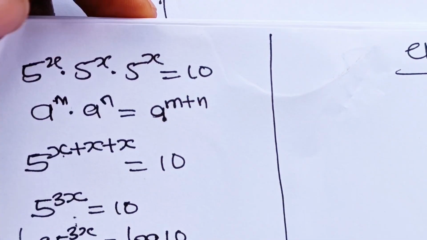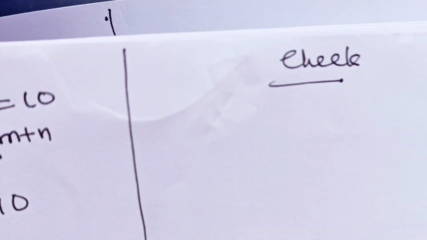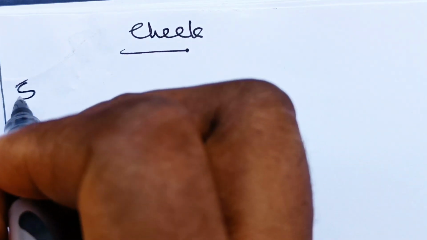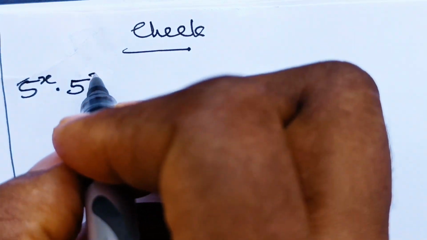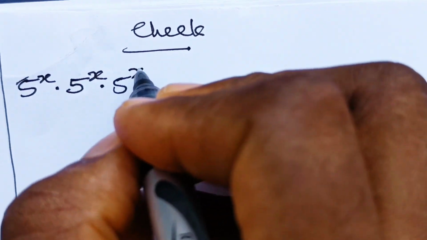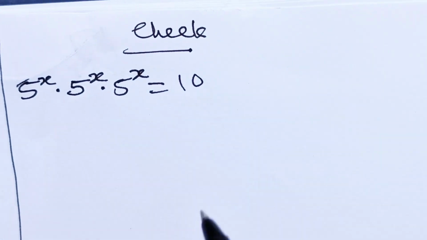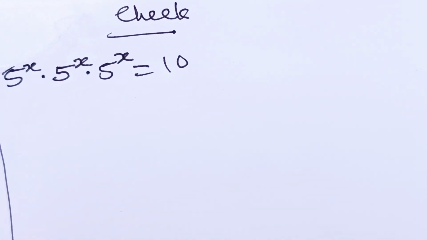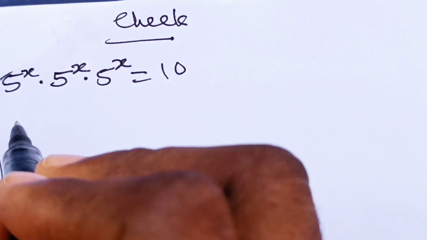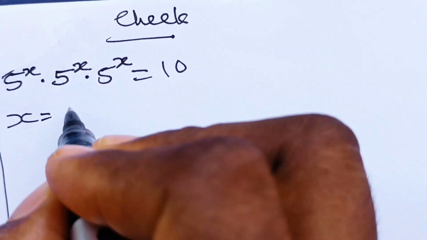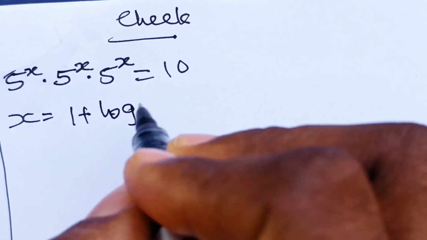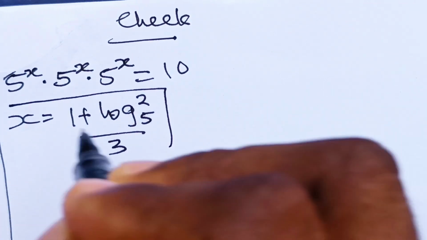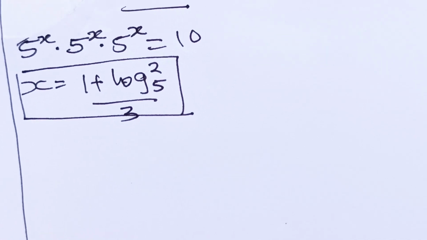Now this is the question: 5 to the power of x multiplied by 5 to the power of x multiplied by 5 to the power of x is equal to 10. Now recall that our x is equal to 1 plus log 2 base 5, everything divided by 3. This is our x. So it's time to substitute.